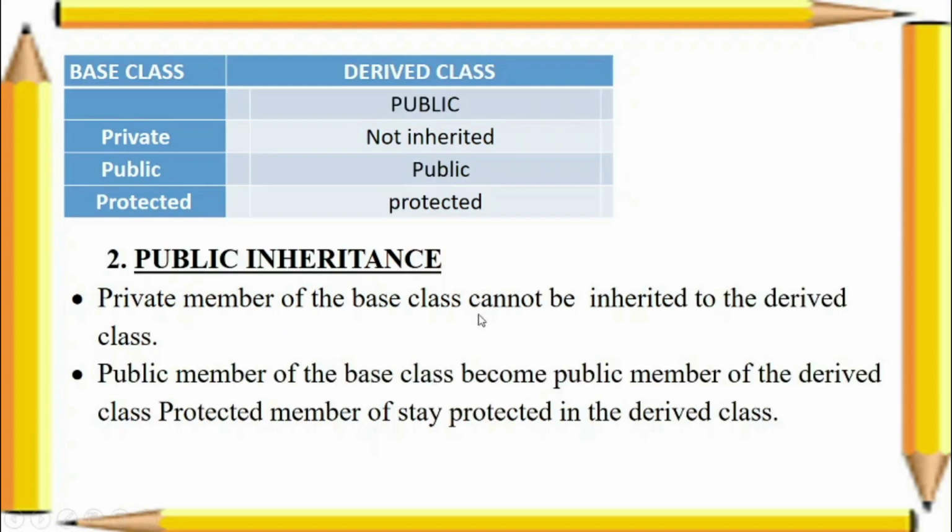Now let us see the public inheritance. That is, when you are inheriting the members from the base class to the derived class publicly, see how the members will be inherited. The private members cannot be inherited to the derived class. And the public members of the base class can be inherited publicly to the derived class. That means the same concept we have seen in the practical program. This derived class can access the base class member functions publicly. Then the protected members of the base class will stay protected in the derived class also. So this is the public inheritance.